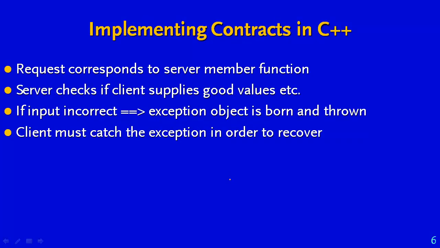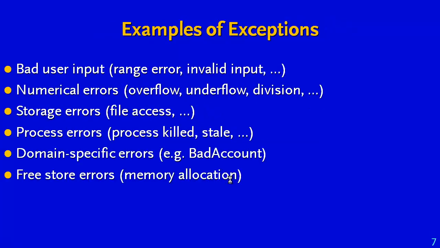Now, how do I implement contracts in C++? So the client calls a server function. The server checks if the client supplies the good values, etc. If the input is incorrect and we want to throw an exception, what we do is we create an exception object and we throw it back to the client, and the client will catch the exception in order to recover.